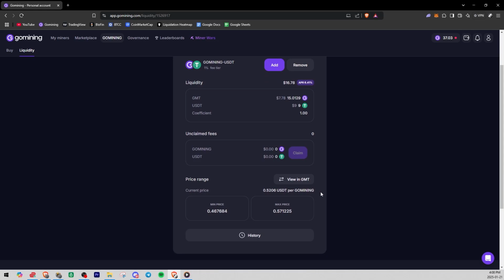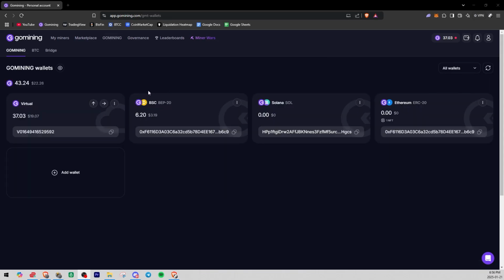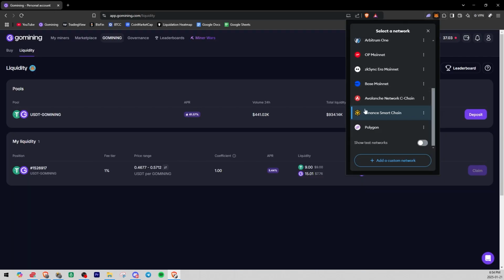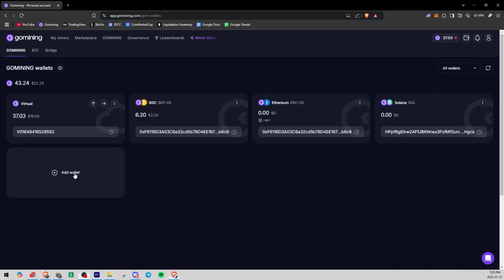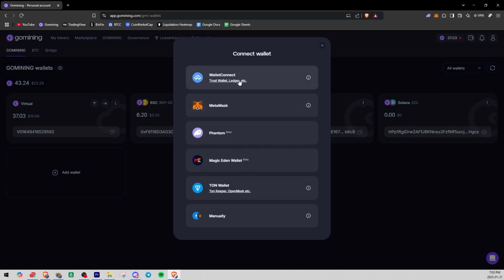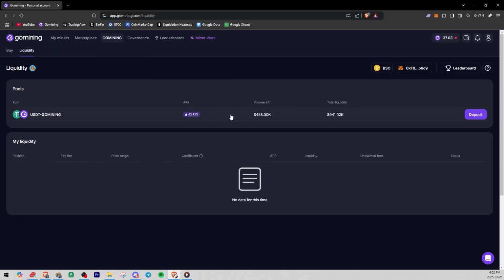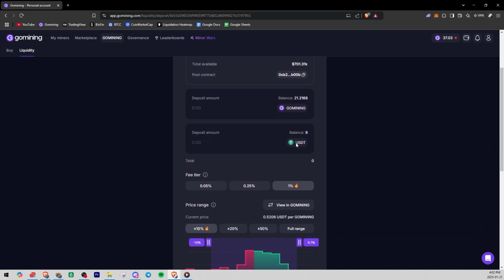How to participate? To add liquidity to GoMining's pools, you'll need a compatible wallet like MetaMask or Trust Wallet connected to the Binance Smart Chain network, and you'll need GoMining tokens. You'll also need USDT tokens and a small amount of BNB to cover the transaction fees. Once you've connected your wallet to the GoMining platform, navigate to the liquidity section, select the GoMining/USDT pair, and follow the prompts to deposit your tokens into the pool.